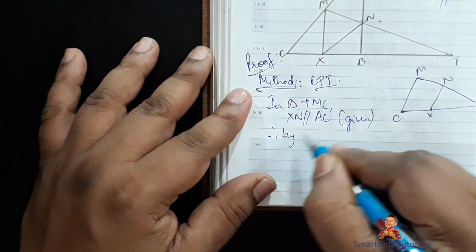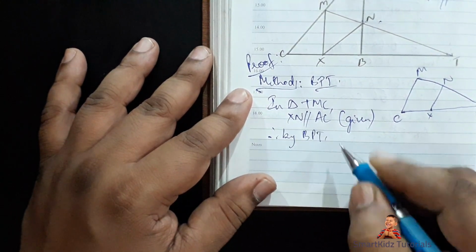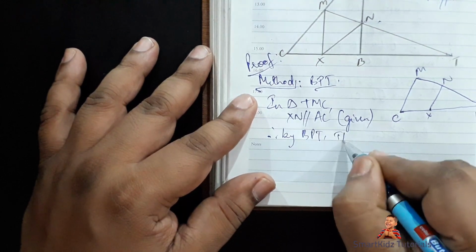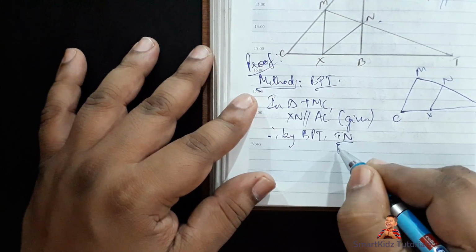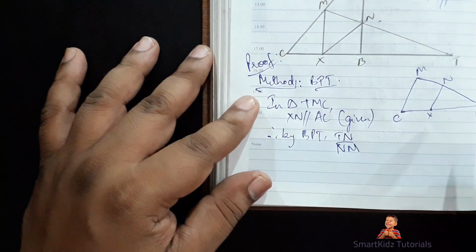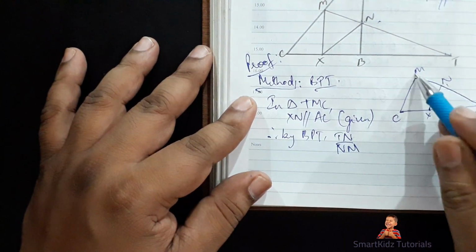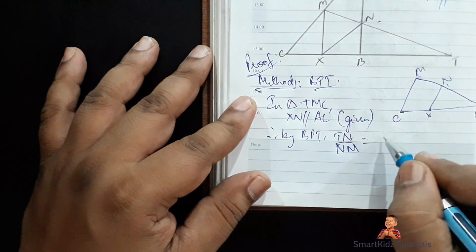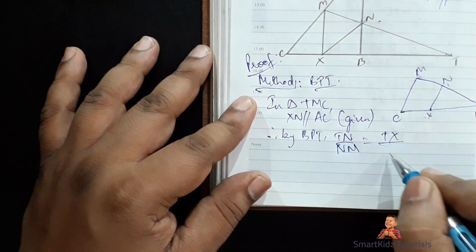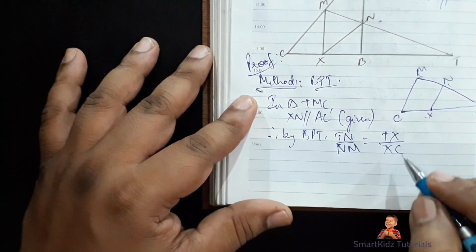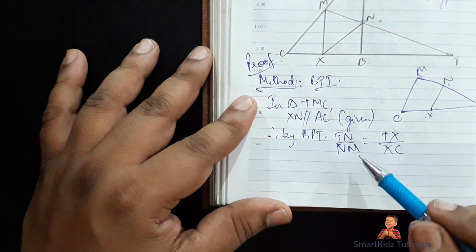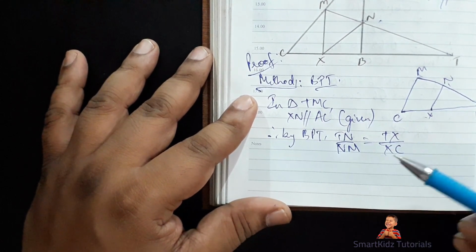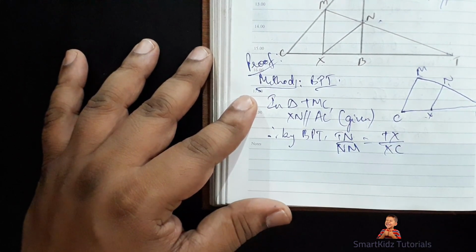Therefore, by basic proportionality theorem, you can say that TN upon NM, where is TN now? TN is here, NM is here, is equal to TX upon XC. Okay, fine. Next, what we need to do is take the reciprocal. I'll tell you why we have to take the reciprocal. You'll understand as we proceed.